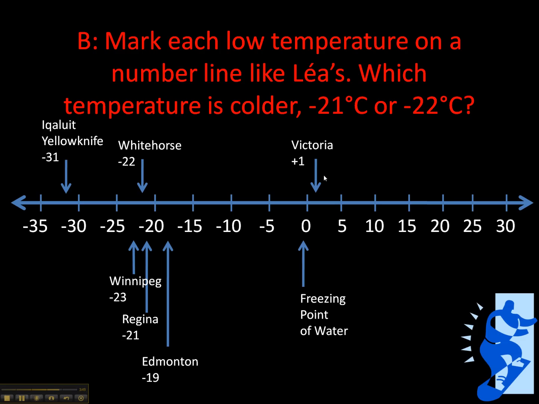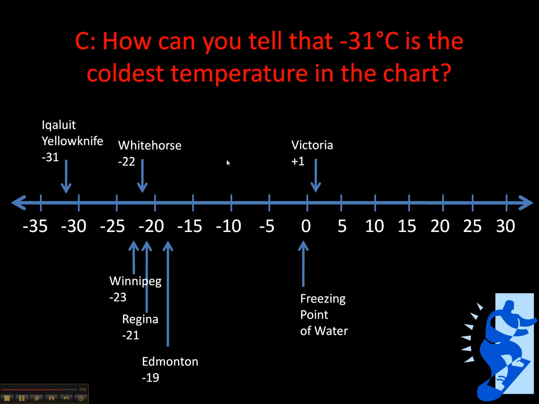So is minus 21 colder or minus 22 colder? And you can see on your list here that the farther we get away from 0, the colder it gets. So minus 22 is definitely just a little bit colder than minus 21. Question C says, how can you tell that minus 31 is the coldest temperature in the chart? Well, simply put, it is the farthest away from 0. So the farther away you go from 0, the lower the temperature.